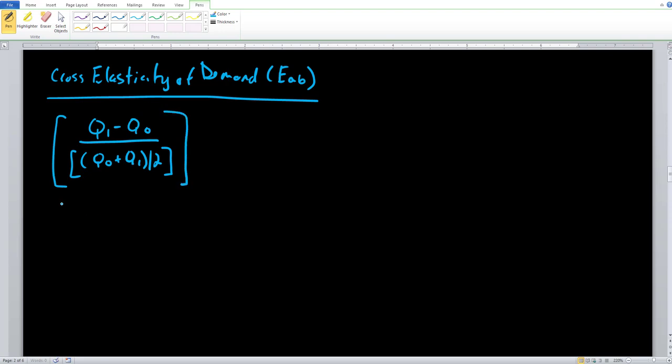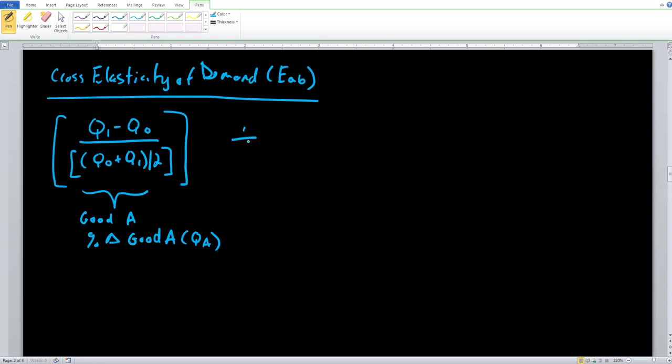This is going to give us the percentage change in quantity of good A. We can denote this good A as QA right here, just using the same shorthand notation. So percentage change of good A, quantity change of good A.